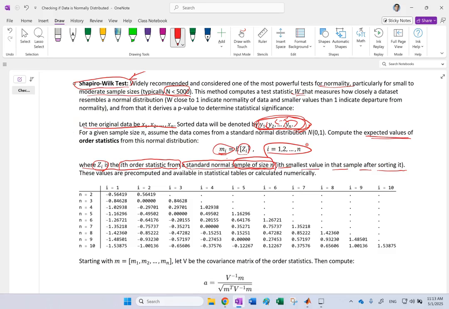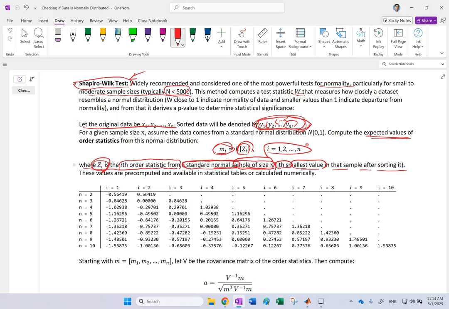So you take a sample of N from a standard normal distribution, which means average 0 and standard deviation of 1, and you sort that data, the N data points that you got from the standard normal distribution, and then the ith smallest value is going to be Zi. Now you need the expected value, the average of that over so many samples, and that is called Mi. Now you might say, how do I get that? Because you have to sample a normal distribution, and then you have to do it a bunch of times so you can get an expected value.